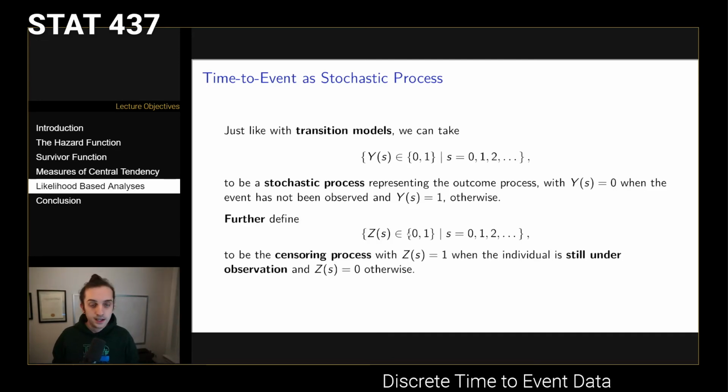processes. Now, in addition to the event process, we want to define a similar one for censoring. So we define Z_s to be a stochastic process, again, in 0 and 1. And the idea here is that we're going to start Z_s at 1, and we're going to keep it at 1 until they're no longer under observation, right? So once an individual has been censored, Z_s is going to be made to be 0, right? So we start Y_s to be 0 because no event has occurred, and we start Z_s to be 1 because they're not yet censored, and we run both of these processes alongside one another.